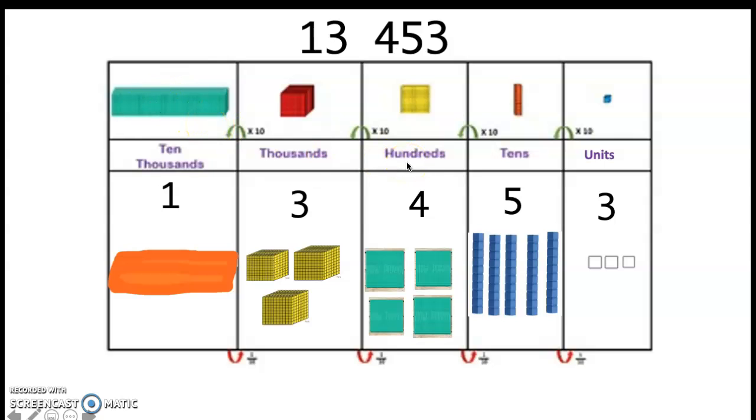Another way to talk about this is as we move to the left, we increase by multiplying by 10. So we see that the 10 is just 10 units. And then the 100 slab is 10 10 sticks. And the 1,000 cube is 10 100 slabs. And the 10,000 block is 10 1,000 cubes.